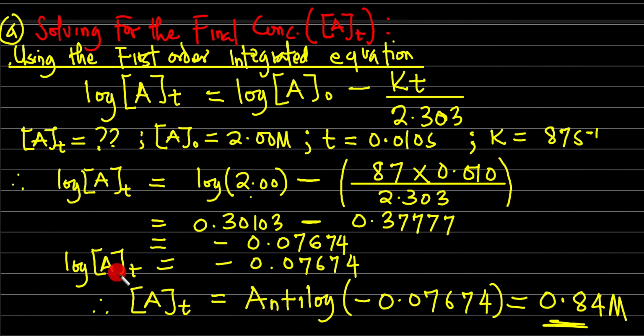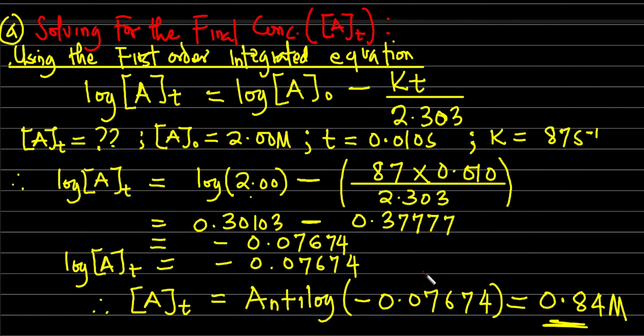For us to now find the value of At, we want this At to stand alone. We're going to take the anti-log of what we have at the right hand side. Okay, so our At becomes equals to, that's the final concentration after 0.01 seconds, equals to 0.84 molar. Okay, so that is that for that first one.